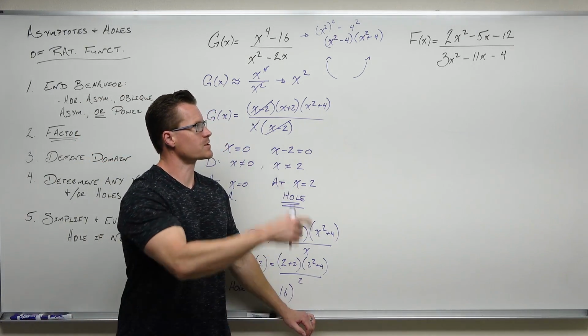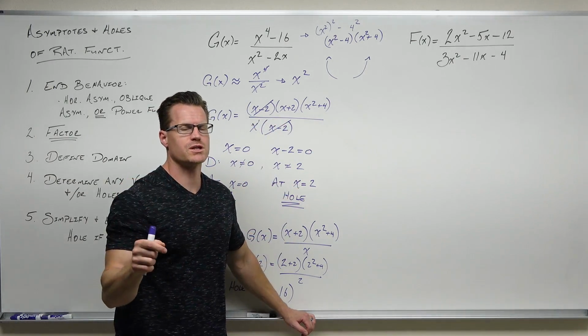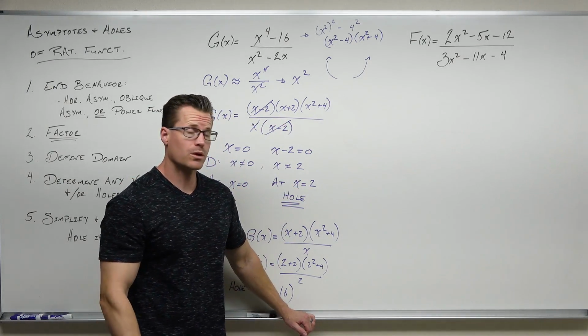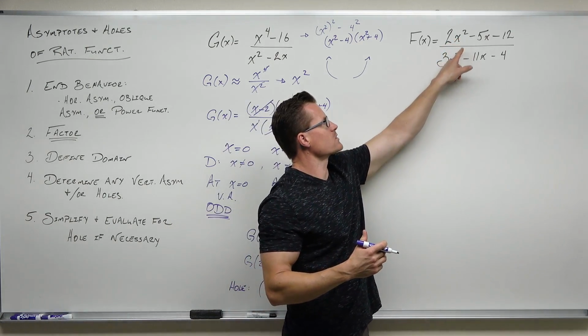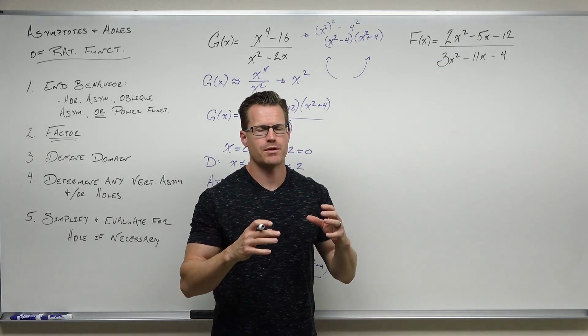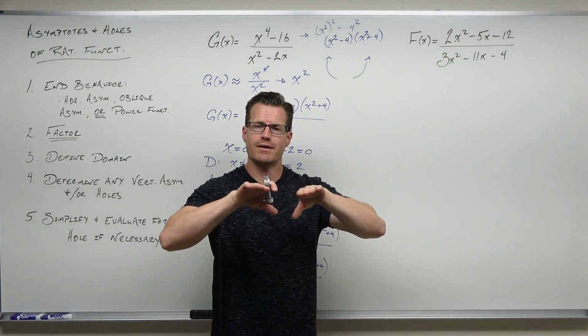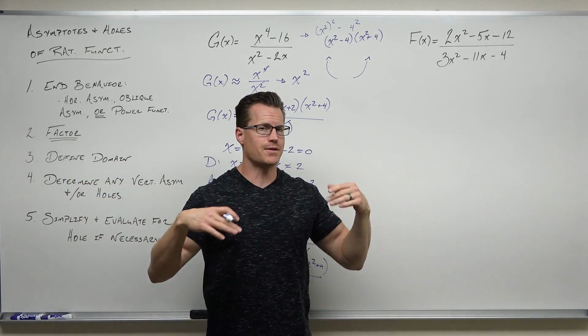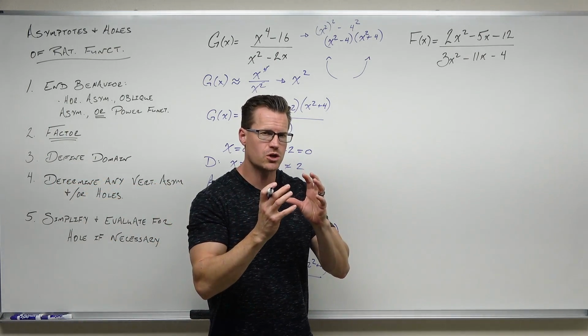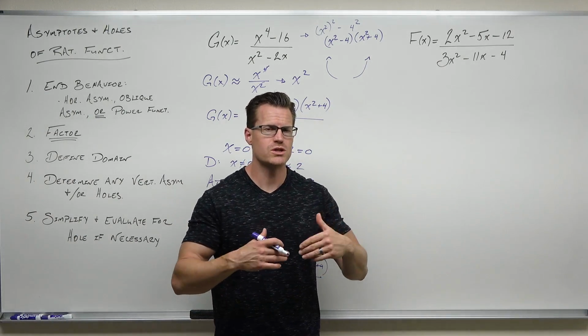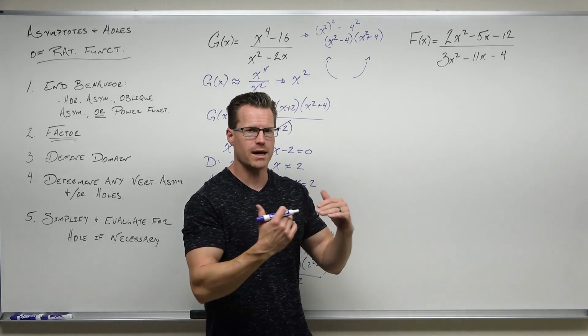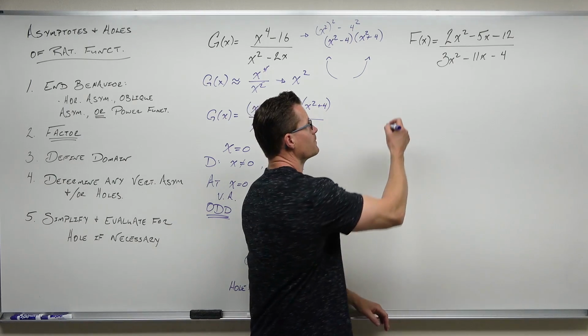So f of x equals polynomial over polynomial. First thing we do, because this is in standard form, we're going to find end behavior. Now, we might just look at this and go, hey, the degrees are equal. In your head, you need to be thinking, if the degrees are equal, I have a horizontal asymptote at the ratio of the coefficients. So the ratio of the leading coefficients, that would be 2 over 3 or 2/3. So we should get out of this that y equals 2/3 is a horizontal asymptote.